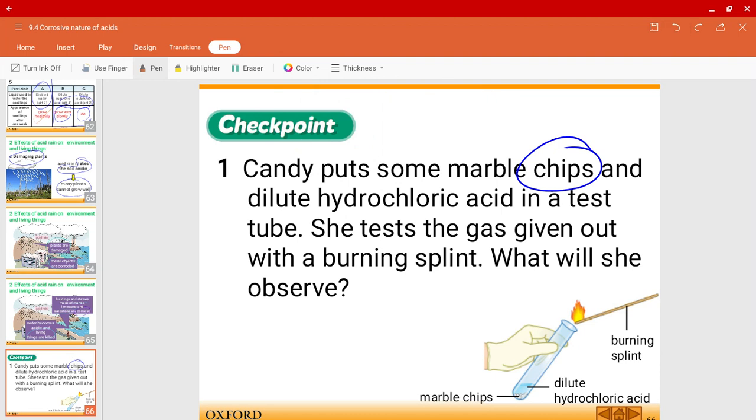Marble is calcium carbonate. All right, don't get confused with that.